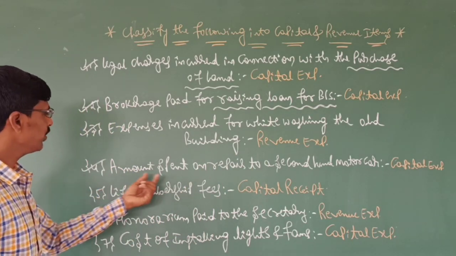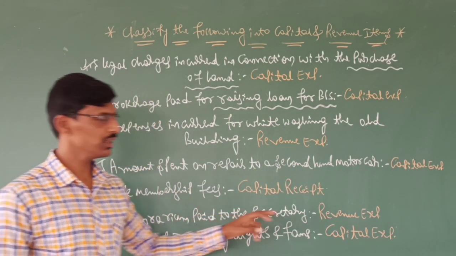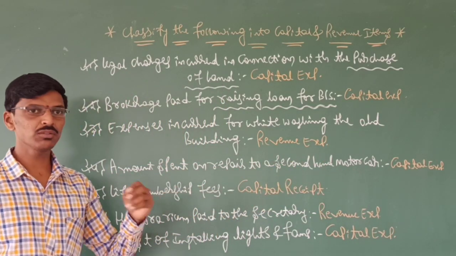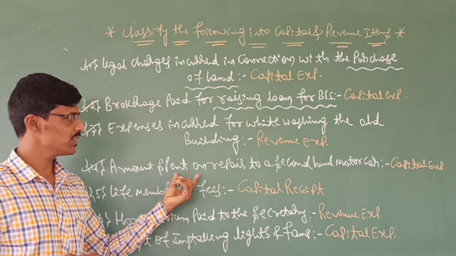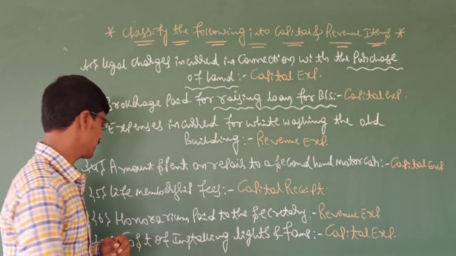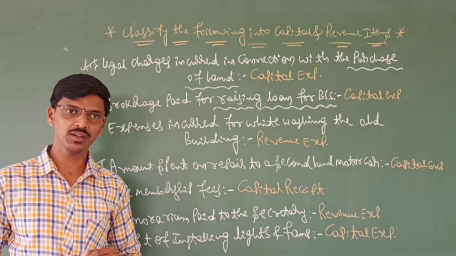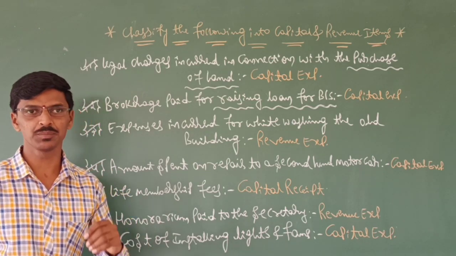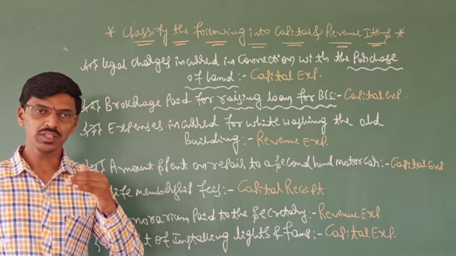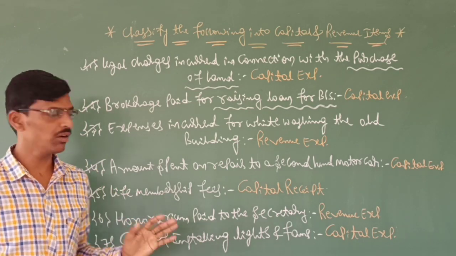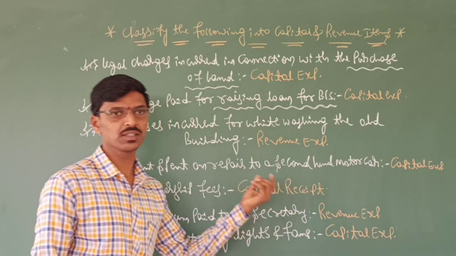Fourth, amount spent on repair to a second hand motor car. It comes in capital expenditure because once you repair a motor car, it's giving benefit for more than 1 year. Then fifth, life membership fees. I have already given this example while explaining the capital receipt. The life membership fees paid by the members would be used for a longer period of time. It's giving benefit for more than 1 year, hence it is a capital receipt.